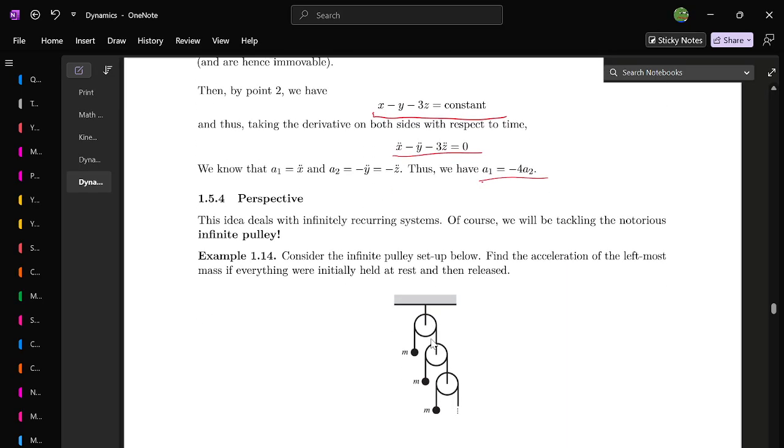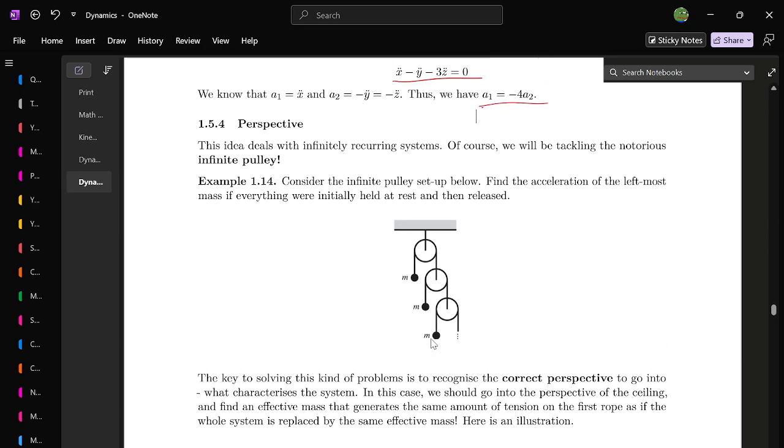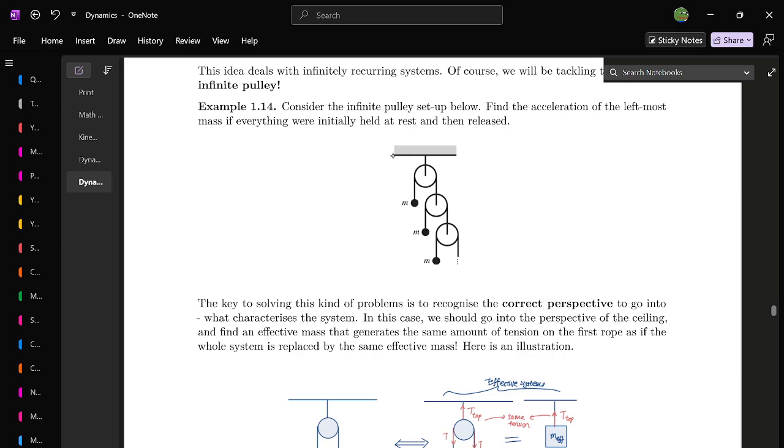So that's how to use conservation of string. There is another example in the problem set which you can try on a pulley. You have to use conservation of string for that. Okay, so one last thing on infinite systems is on perspective.